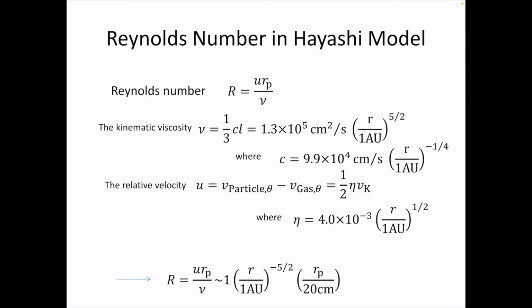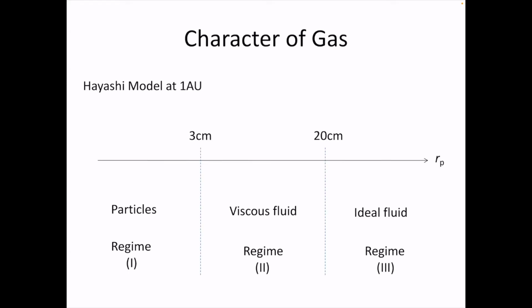If the radius of the solid particle becomes larger than 20 centimeters, the Reynolds number becomes larger than 1. If the radius of the solid particle is smaller than 20 centimeters, the Reynolds number becomes less than 1. Then the character of the gas depends on the size of the solid particles. Knudsen number equal to 1 corresponds to r_b equal to 3 centimeters.